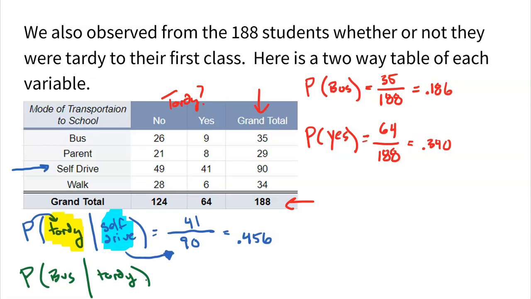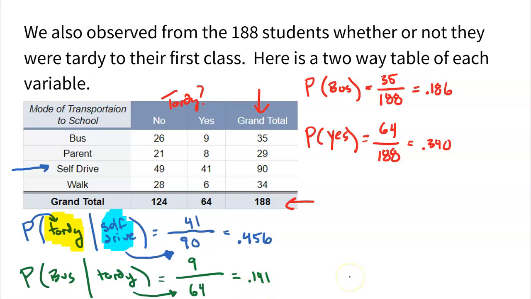So the question says what proportion ride the bus, but there's a condition. That's what that vertical line is for. And after the condition comes what the condition is: they had to be tardy. So once again, the condition changes the denominator because I'm only allowed to look at kids that are tardy. 64 kids are tardy. Not allowed to look at the 124 because those 124 were on time. They weren't in my condition. So of those 64 kids that were tardy, 9 of them rode the bus. And again, I could divide that out. 9 divided by 64 is 0.141 or 14.1%.